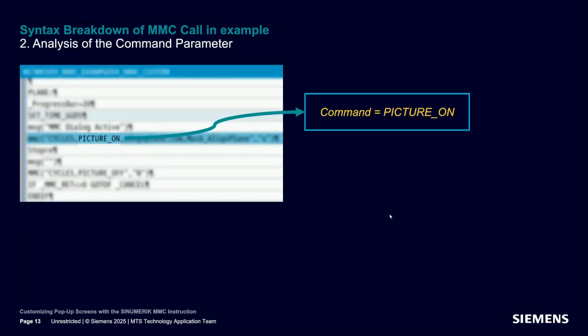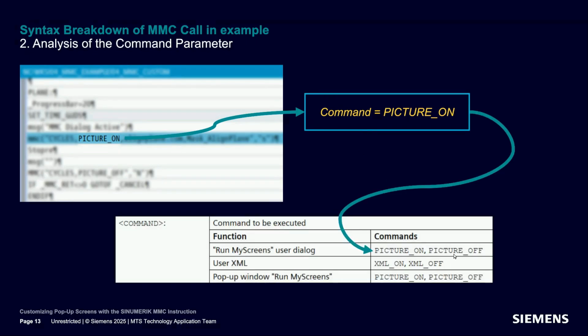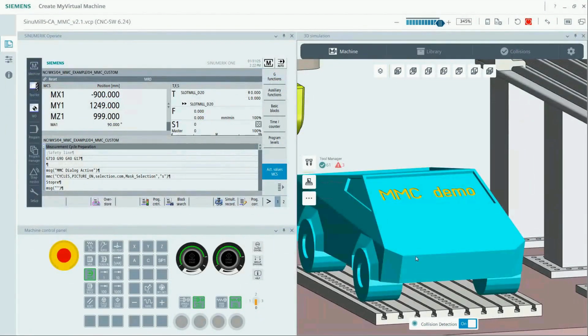Next, we have our command. So in this case, we have both that command picture on as well as the command picture off that are possible when we're using the Run MyScreens user dialogs. To illustrate what this means, I'm going to come back to the actual presentation here and show you.